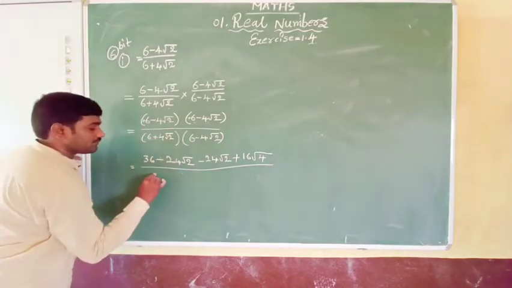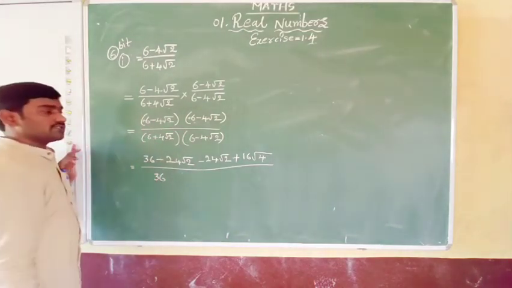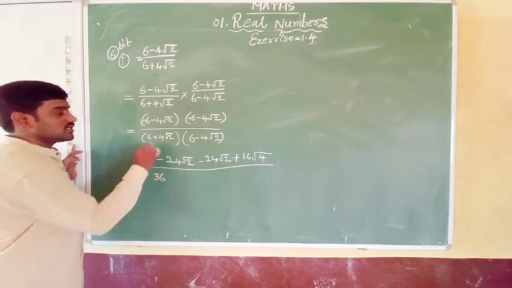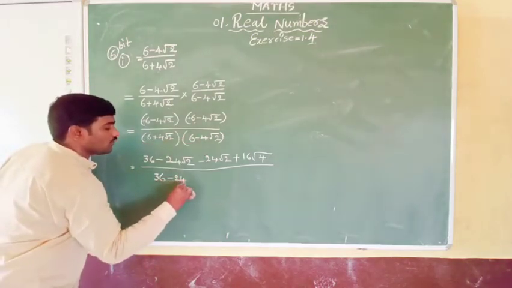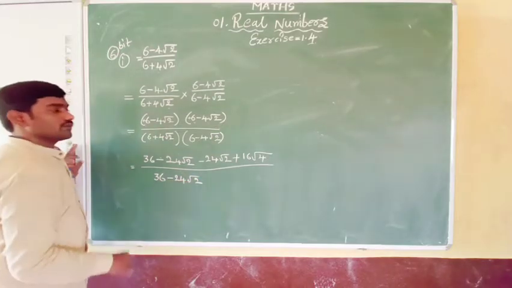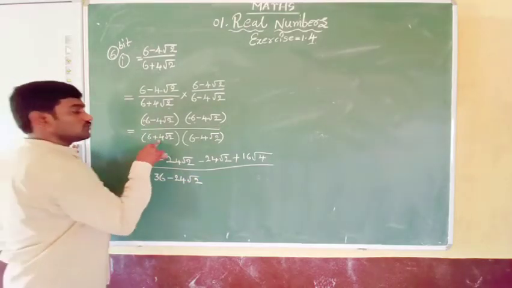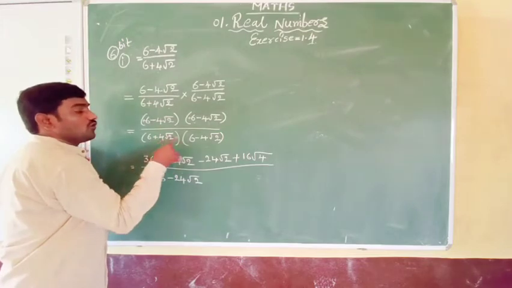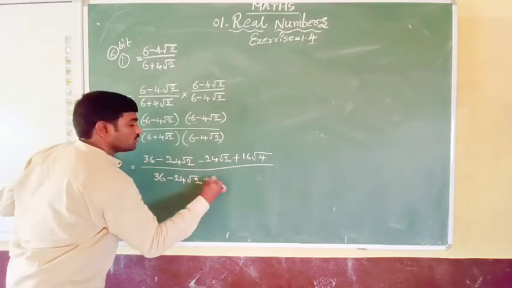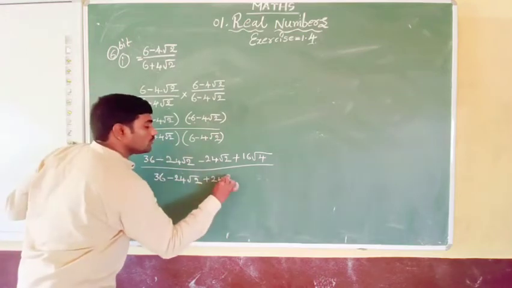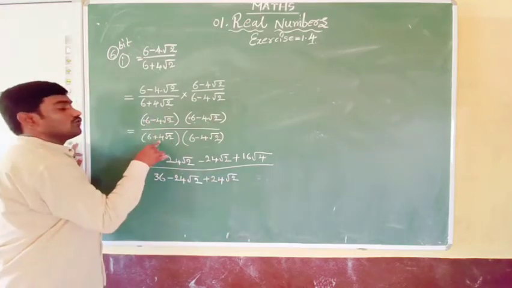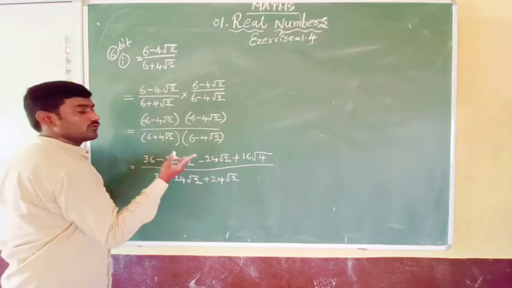6 6s are 36. 6 6s are 36, and 6 4s are 24, but minus 24 root 2. With 6 we have completed, with 4 root 2. 4 6s are 24, 24 root 2.